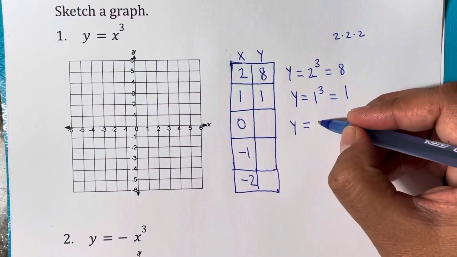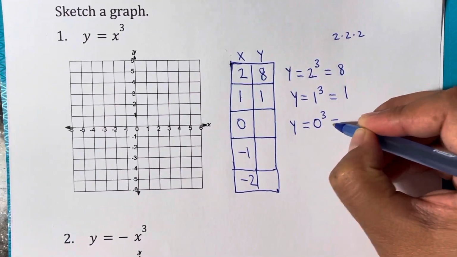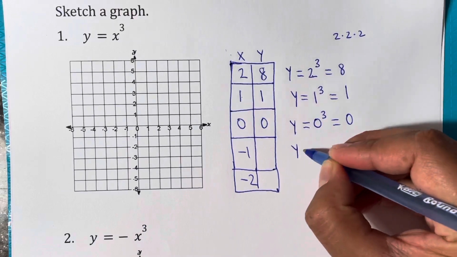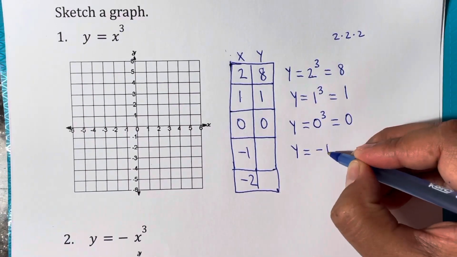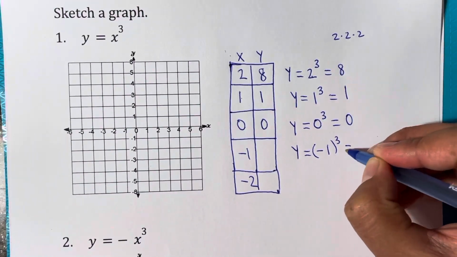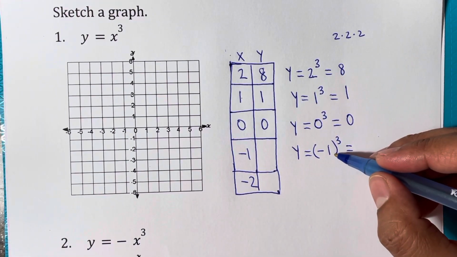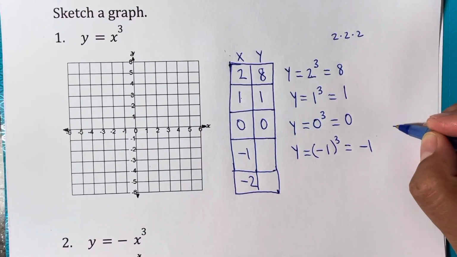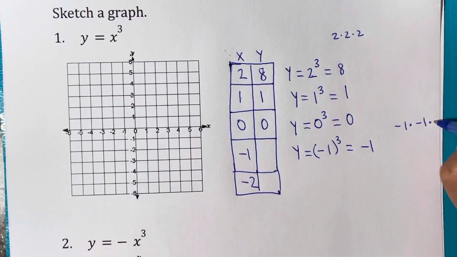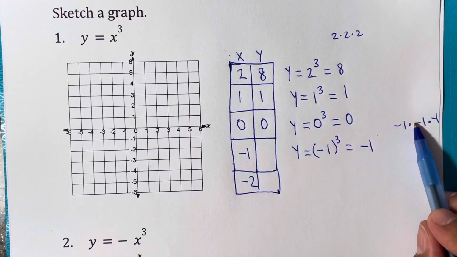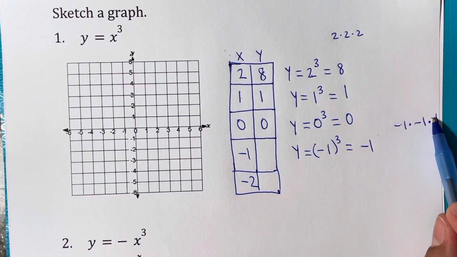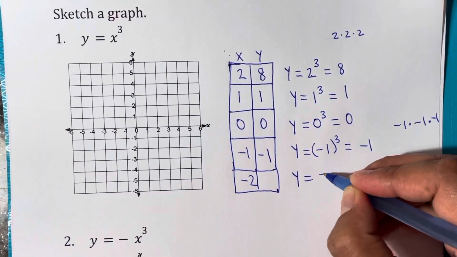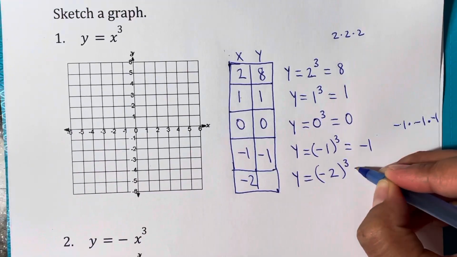Y is equals to the value of x is 0. 0 cubed means 0 times 0 times 0, which is 0. Y is equals to -1 cubed. We put it between parentheses because it's negative. And so -1 times -1 is +1 times -1 will be -1. So again, -1 times -1 times -1. Negative times negative becomes positive, but then that positive times negative becomes negative. Okay, so -1.